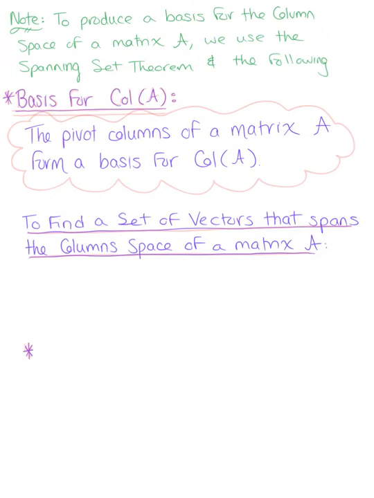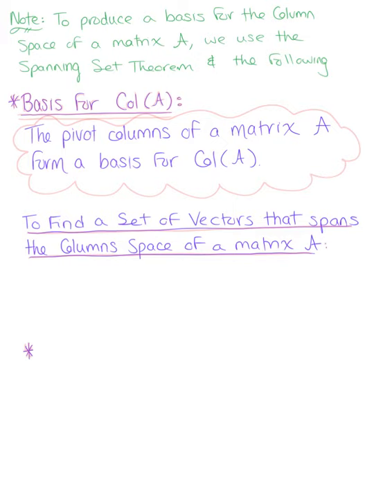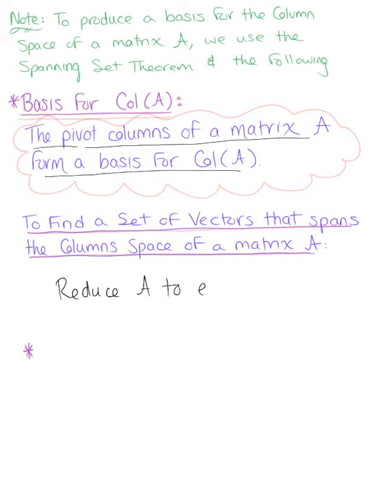So then to establish a basis for the column space of a matrix A, we use the spanning set theorem along with the fact that the pivot columns of a matrix A form a basis for the column space of A. So to find a set of vectors that spans the column space of some matrix A, we simply reduce A to echelon form. We're then able to construct a basis for the spanning set by removing any redundant vectors.